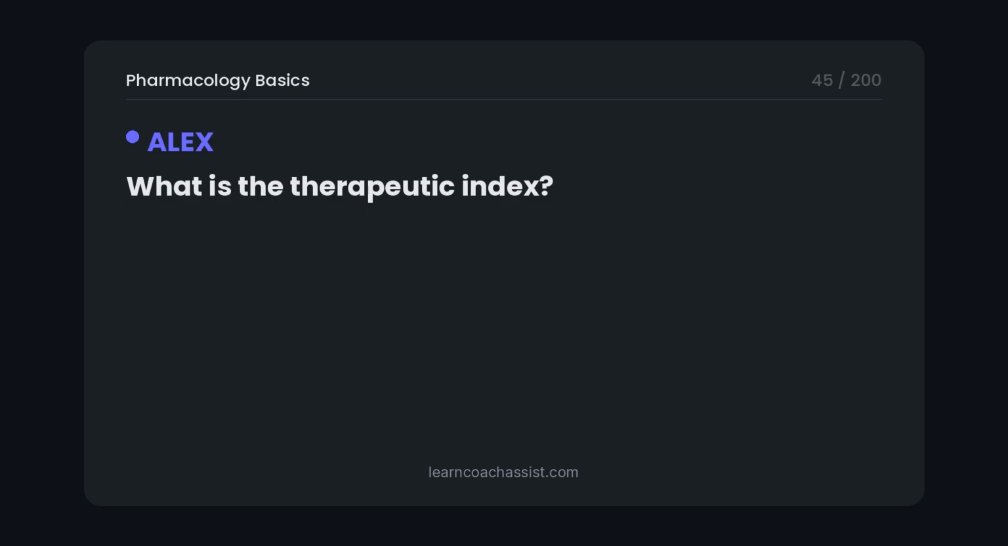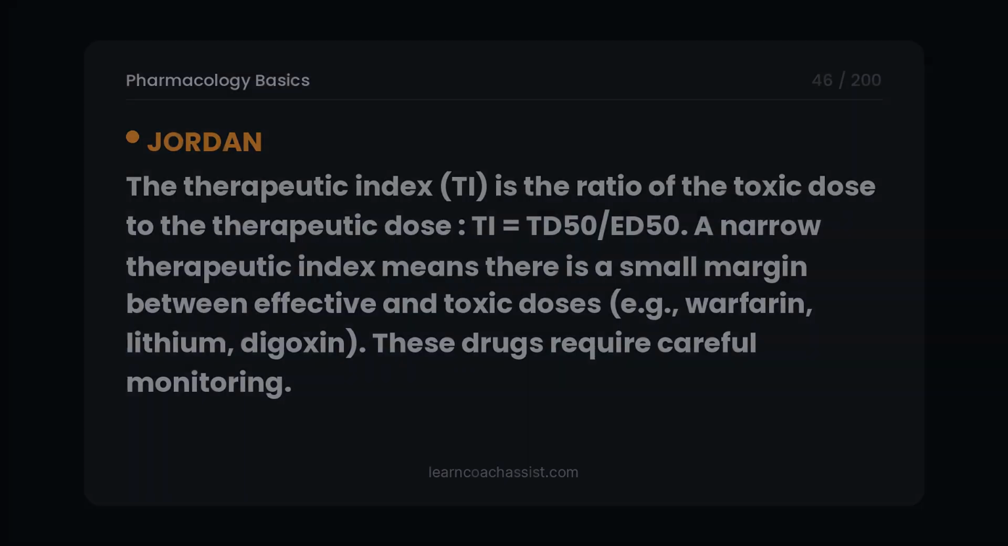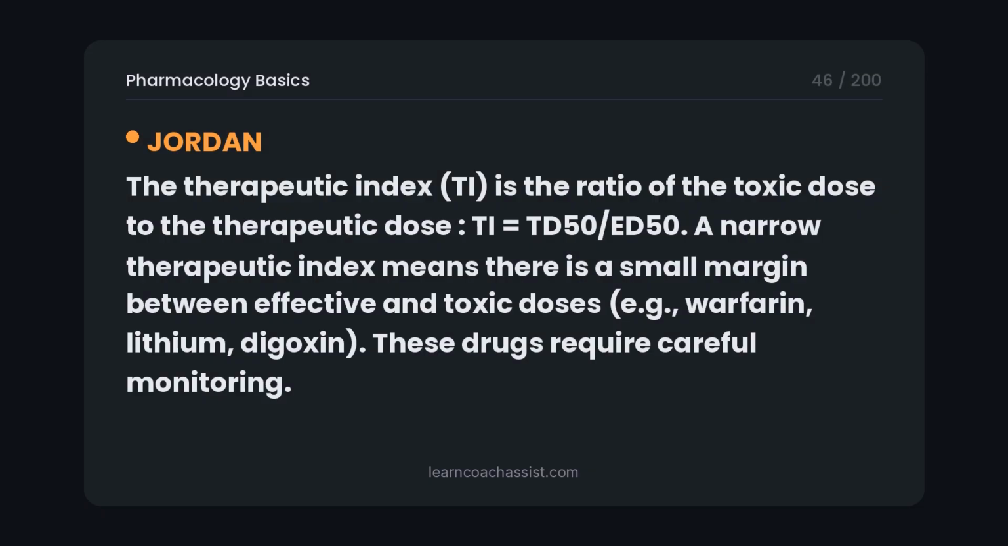What is the therapeutic index? The therapeutic index, TI, is the ratio of the toxic dose to the therapeutic dose, TI equals TD50/ED50. A narrow therapeutic index means there is a small margin between effective and toxic doses, e.g., warfarin, lithium, digoxin. These drugs require careful monitoring.